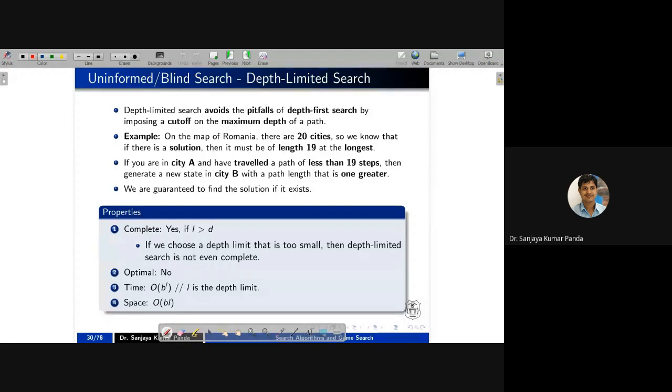What is the time complexity here? The time complexity is order of b to the power L, where L is the depth limit. In the previous case it is order of b to the power m, because m is generally much larger than d, but here we have considered the depth limit L, so it is order of b to the power L. Similarly, space complexity is order of bL. So these are the different values for this search strategy.